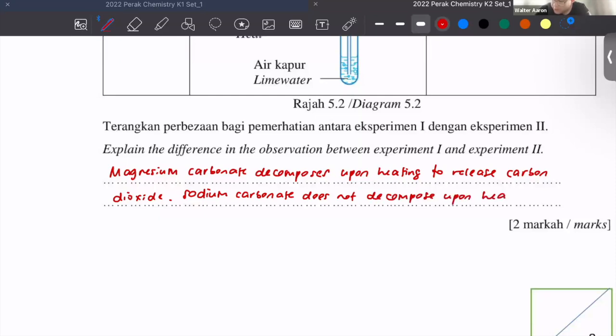Upon heating to produce carbon dioxide gas. So as long as you write that one correctly, you should be able to get 2 marks. So if you get all correct for this question, you should be able to get 8 marks in total.